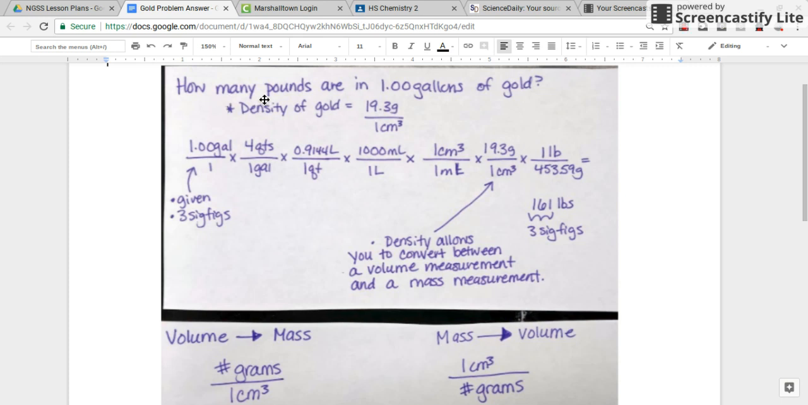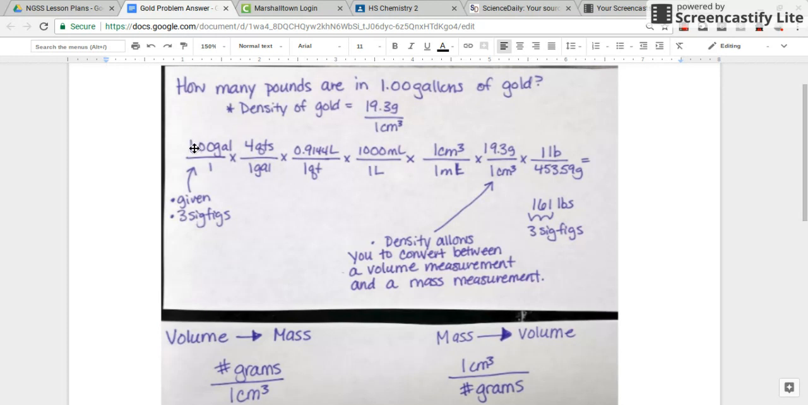Gold problem. We wanted to know how many pounds of gold there are if we have 1 gallon of gold. To solve this problem, we have to know that the density is 19.3 grams per 1 centimeter cubed. I'm starting with my given from the problem.